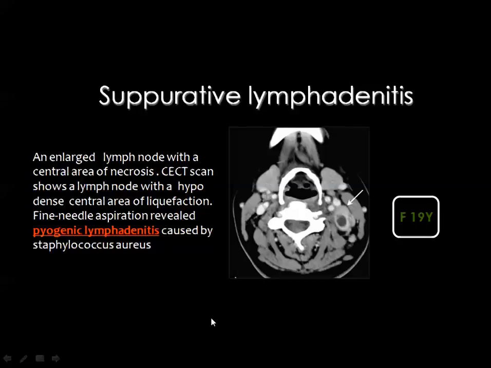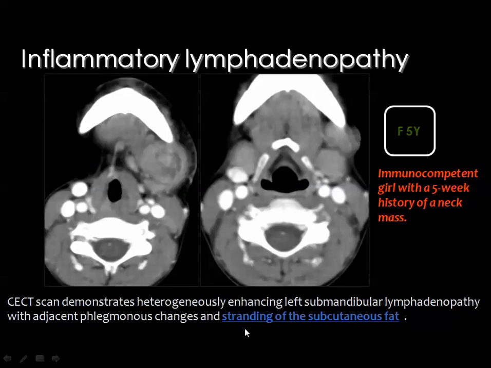And this is inflammatory lymphadenopathy on the left side in the region of the submandibular gland. You see the lymph node is considerably enlarged. It contains a central area of breakdown. And what's very important here is to look at the subcutaneous fat, which shows the stranding appearance characteristic of inflammation. And this, as I have mentioned, is not seen in metastatic nodes.